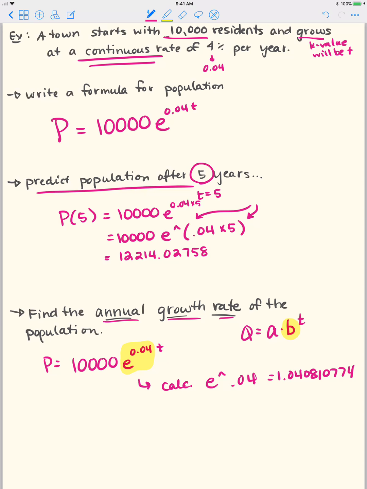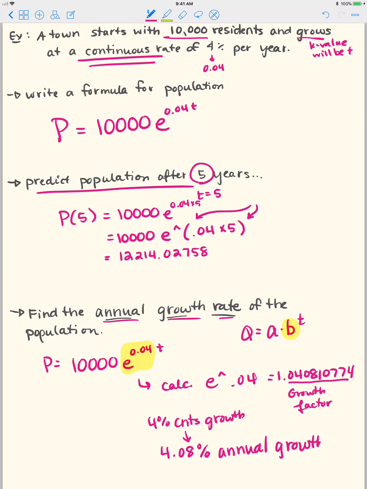And if we do that, we get 1.040810774. And if that's our growth factor, like we had before, then you can subtract it away from 1 and see that a 4% continuous growth rate is equivalent to a 4.08% annual growth rate. And the regular growth rate has to be a little bit bigger to be comparable to the continuous growth rate, because the continuous growth rate grows a little bit faster. So the annual growth rate is just a little higher, and it would have to be a little higher to be able to match the continuous growth rate.